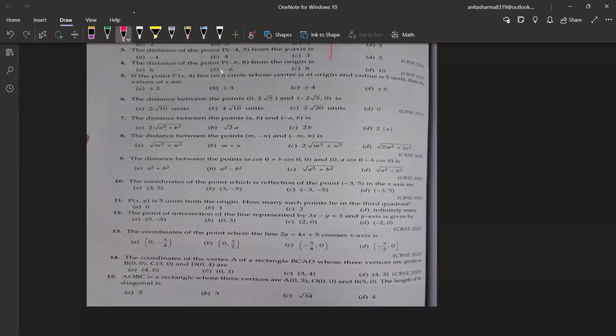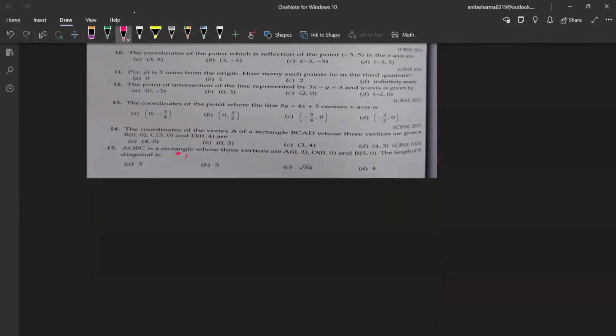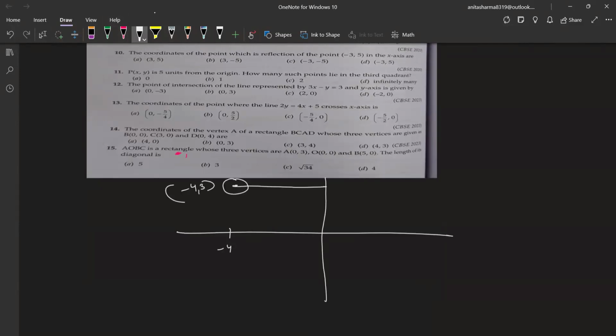So see, (-4, 3) is given, right? So let's check. This is your coordinate axis, so minus 4 will be this and 3 will be like this. So (-4, 3). Now they are saying from the y-axis. So what will be the distance? 4 now, beta? Yes, ma'am. So 4 will be the answer.